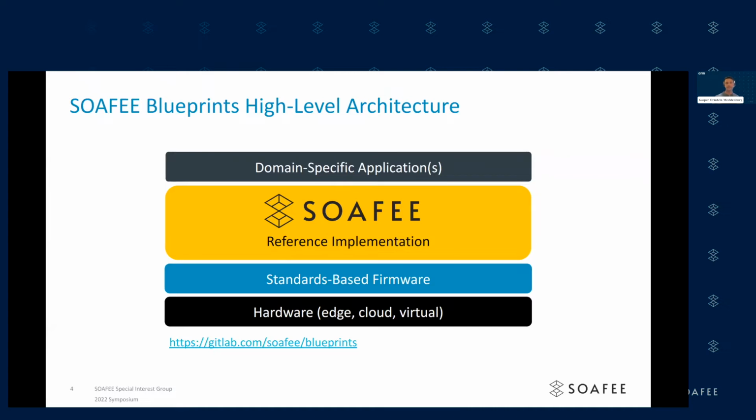Here we can see a simplified view of a high-level architecture of a blueprint. Starting from the top, we have the domain-specific application. And in this context, domain-specific refers to some software which performs a certain task. The domain-specific applications are deployed using containers. The applications run on top of a SOAFEE reference implementation. On a high level, the requirement for reference implementation is that it enables the features which the SOAFEE architecture dictates. Using standards-based firmware creates alignment and allows a user to easily get an operating system up and running on any type of hardware which follows the firmware standard.